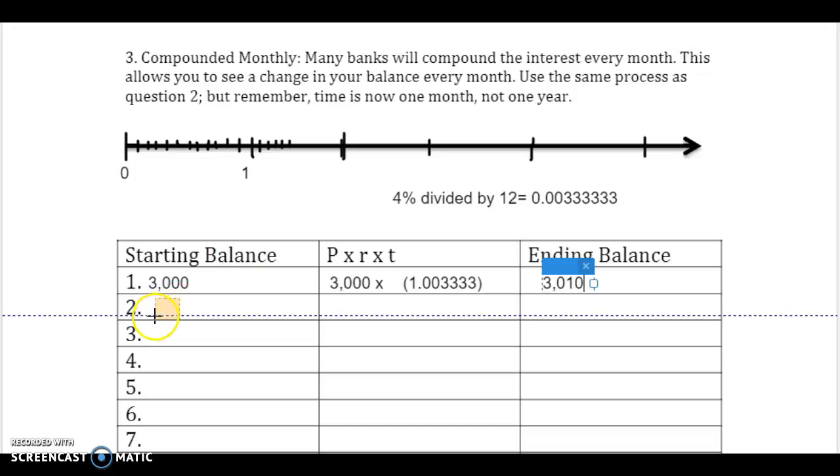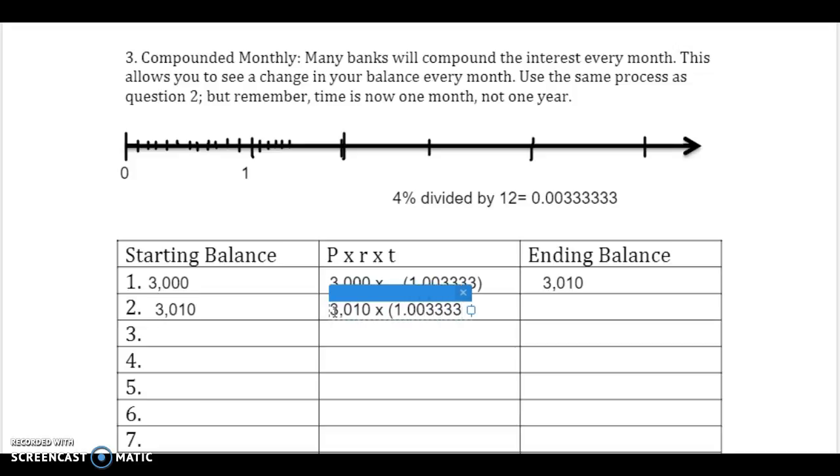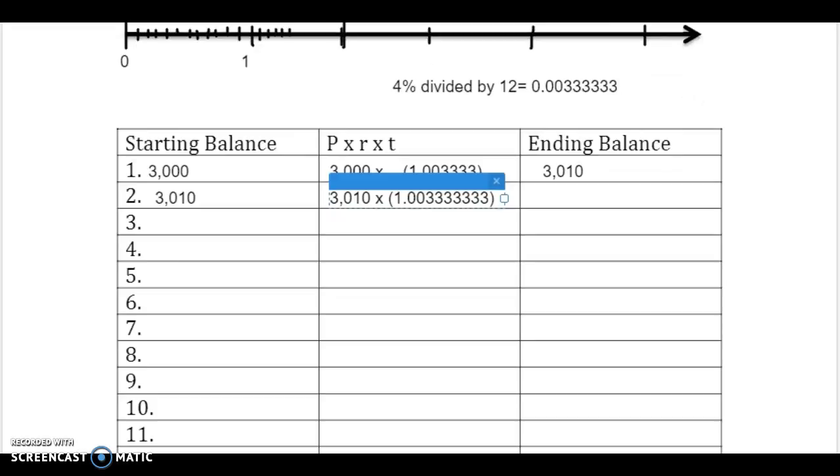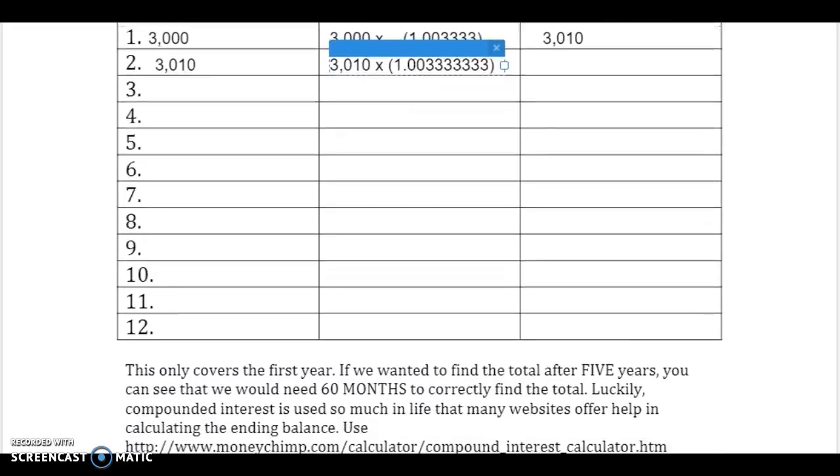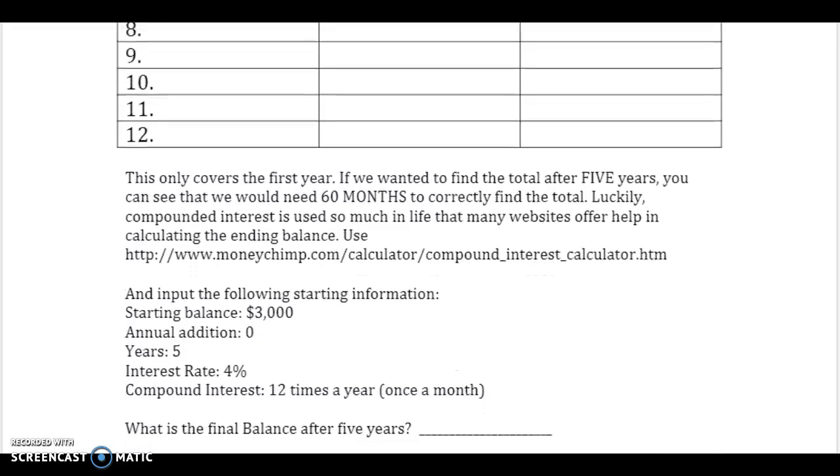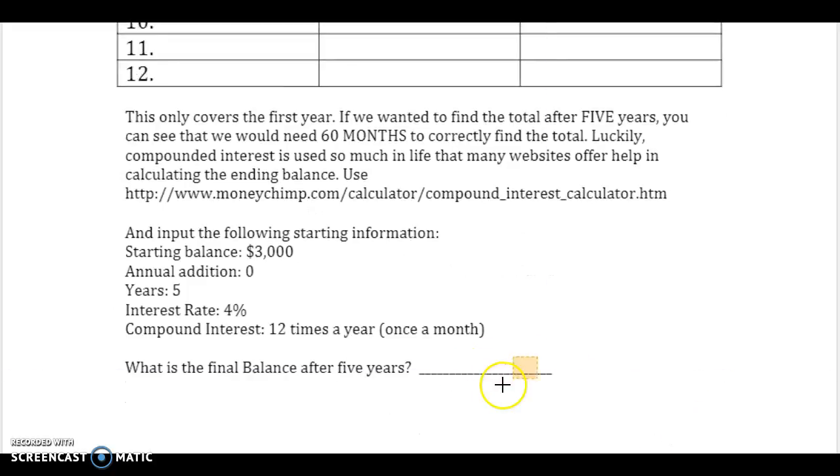Okay, but now for month 2, then your starting balance is 3,010, and you're going to multiply that by the same interest rate and monthly time that we had found before. Now again, the more threes you keep, the more accurate your numbers are going to be. You see I listed out the first 12 months, so this will tell you your balance at the end of 1 year, and then I have a paragraph at the bottom on how to figure out the final balance, but you've got that on your own.